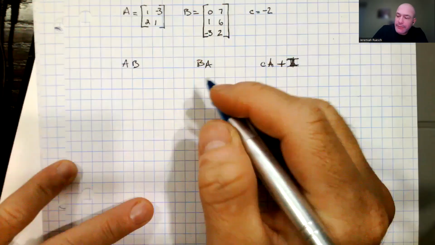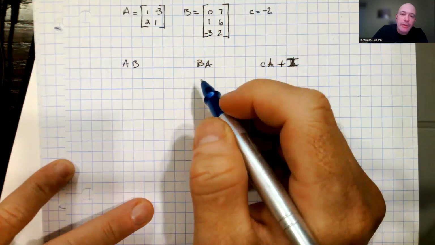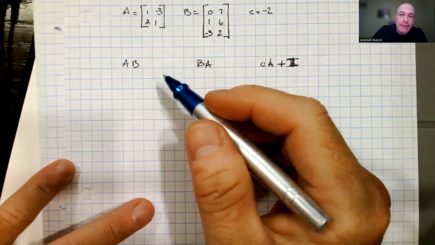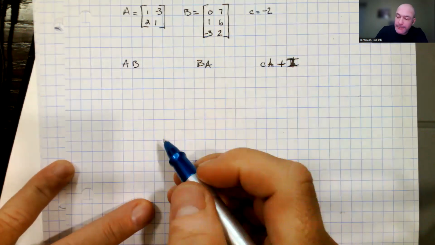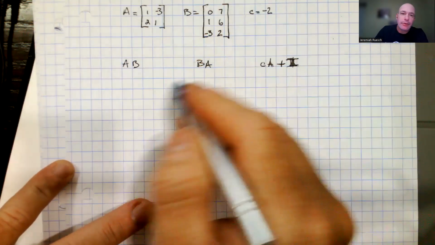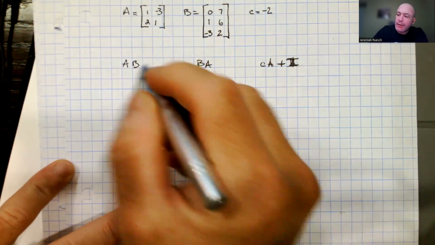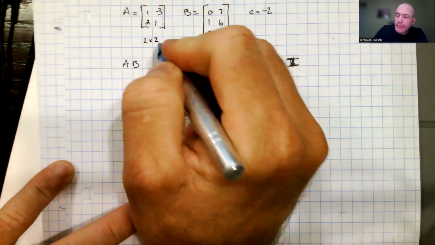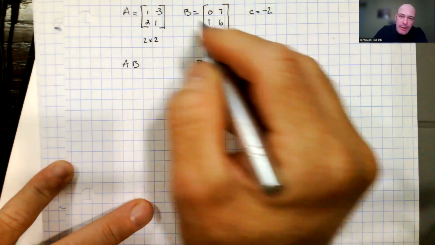All right. In this video, what we're going to do is look at the multiplication of various scenarios between two different matrices and a scalar constant of -2. So our first matrix, A, is a 2 by 2 matrix. It has two rows and two columns. This is what we would call the square matrix.